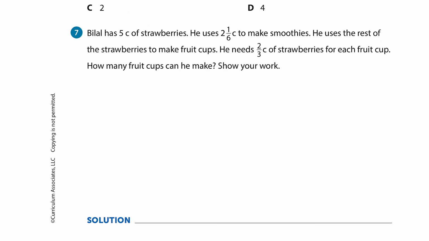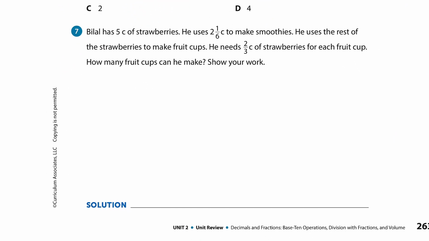Number 7 says Bilal has 5 cups of strawberries. He uses 2 1/6 cup to make smoothies. He uses the rest of the strawberries to make fruit cups. He needs 2/3 of strawberries for each fruit cup. How many fruit cups can he make?